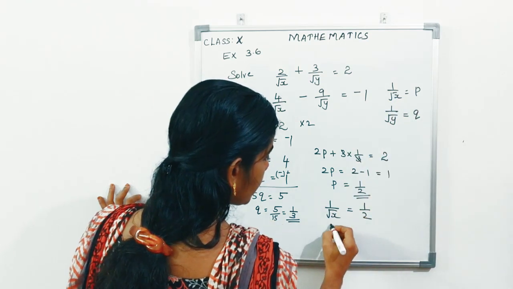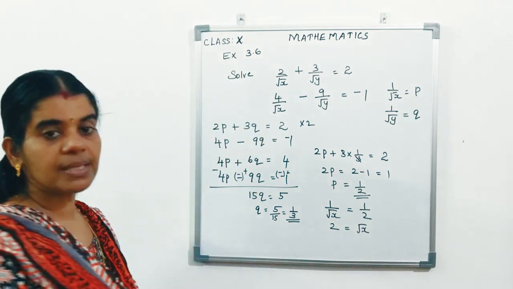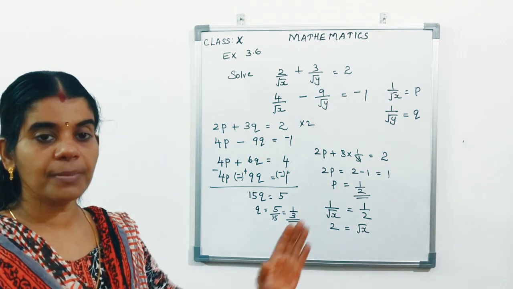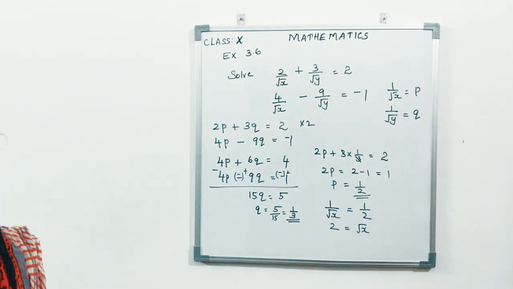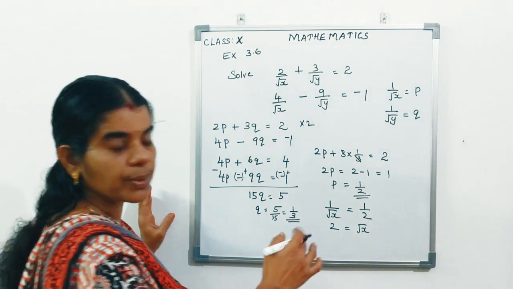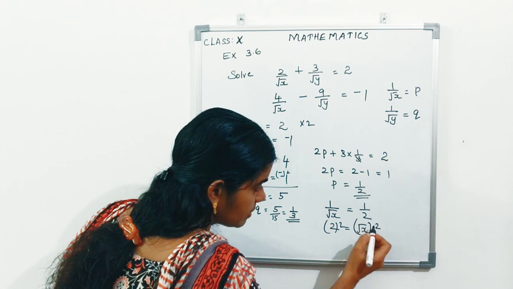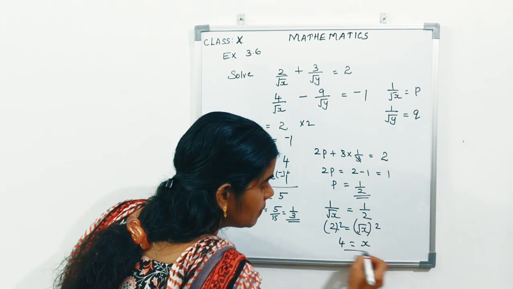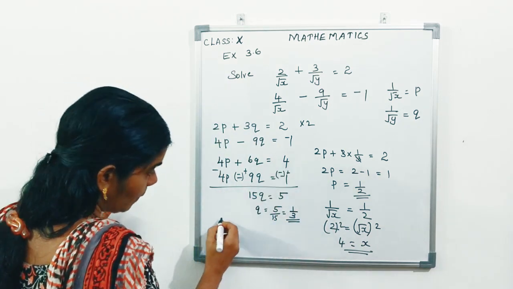Then cross multiplying, you got 2 is equal to root x. But you want to get the value of x. How can we remove this root x? If you take the whole square, you know that root x into root x will become x. Then both sides you can square. This will be 2 square. Then root x into root x will become x. x is equal to 4. The same way you want to do the y case also.